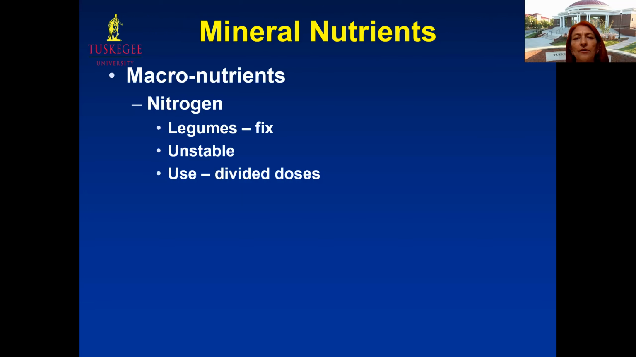So let me talk about the different classifications of the mineral nutrients required for plants. Macronutrients are those nutrients which are required in greater quantity for the growth and maintenance of the forages, and among the macronutrients, nitrogen is one of the very important, major nutrients.